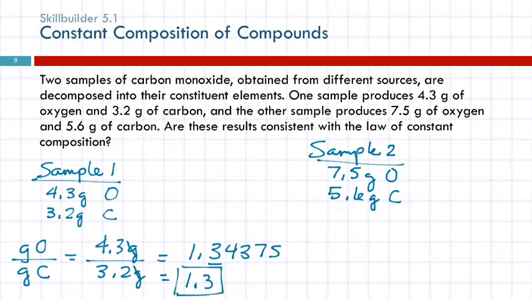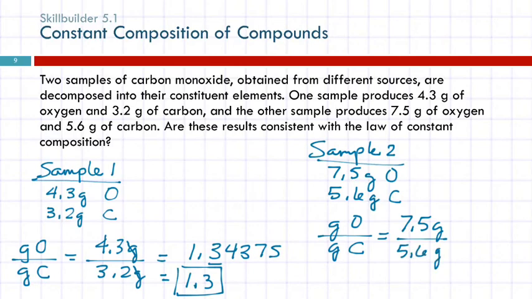Now I'm going to do the same calculation for the other one. I'm going to do grams of oxygen to grams of carbon. So the numbers are different here. There's 7.5 grams of oxygen to 5.6 grams of carbon. Because this sample was larger. The starting sample was larger, so we got more carbon and more oxygen, but we're going to see that the ratio is probably the same. So 7.5 divided by 5.6. So my calculator is telling me 1.33928, and so on.